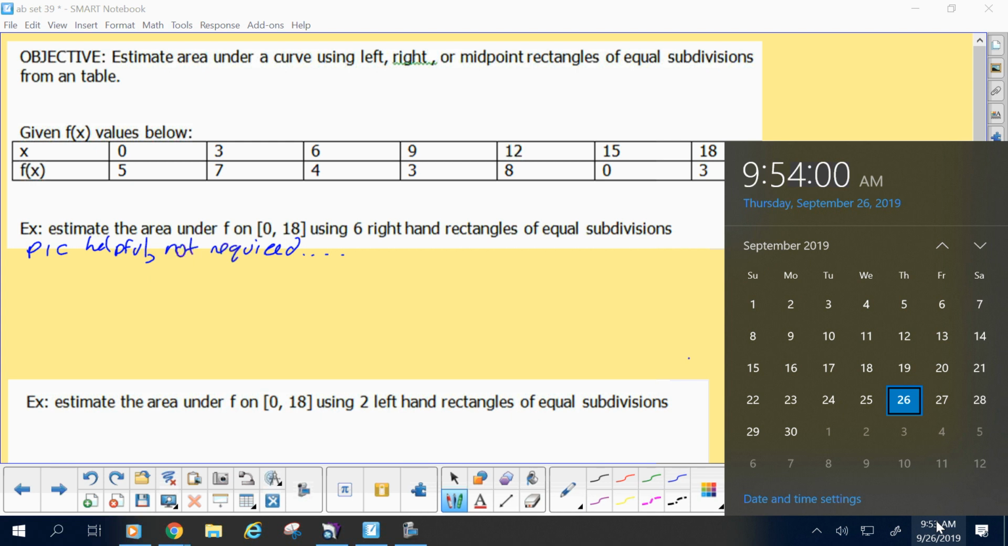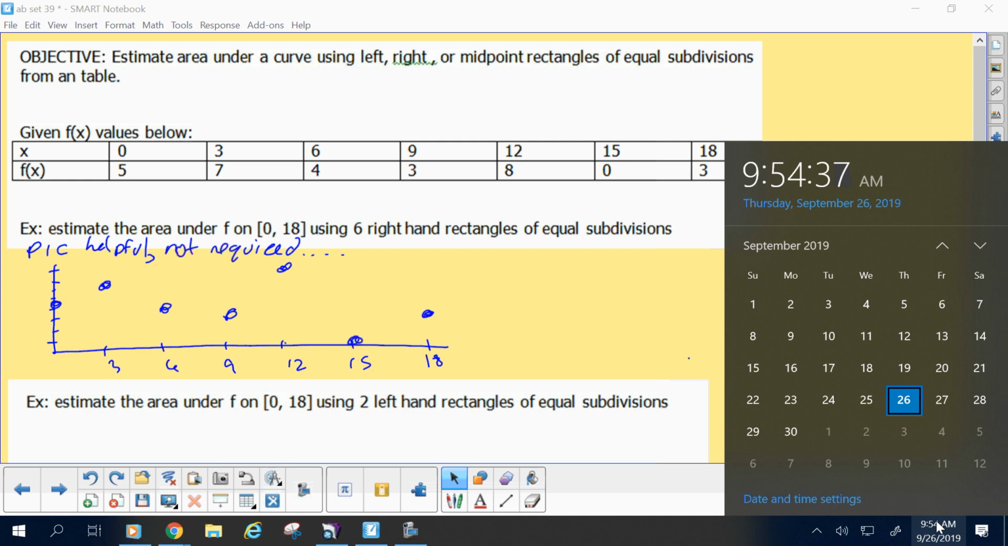So here's the deal. I'm going to need to go to 18: 3, 6, 9, 12, 15, 18. The y values look like they're up to 8. 8, 0, 5, 3, 7, 6, 4, 9, 3, 8, 15, 0, 18, 3. Okay. Now that took me roughly 30 seconds to do. That was not a huge time commitment.